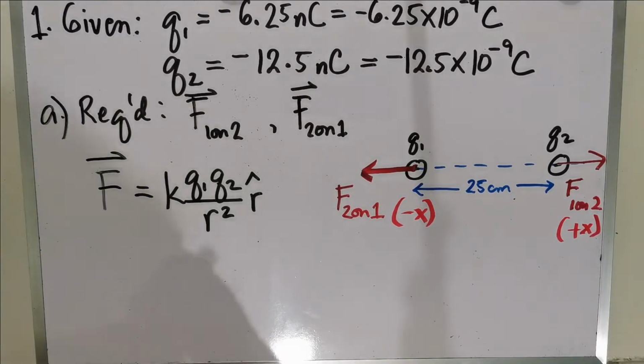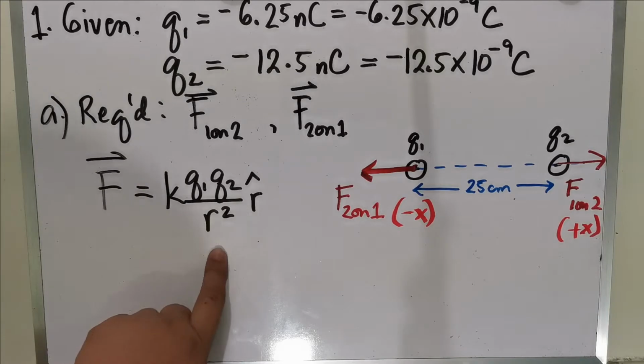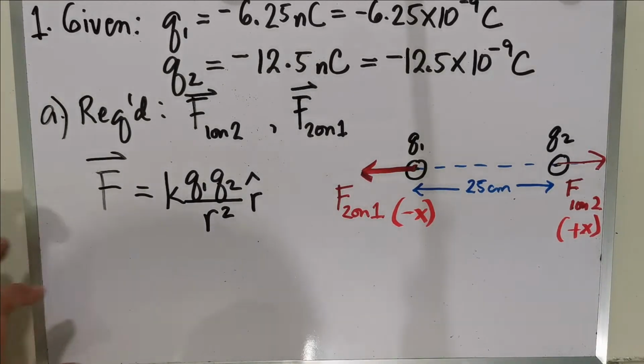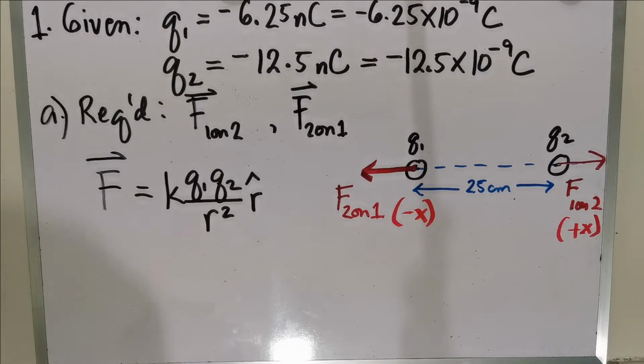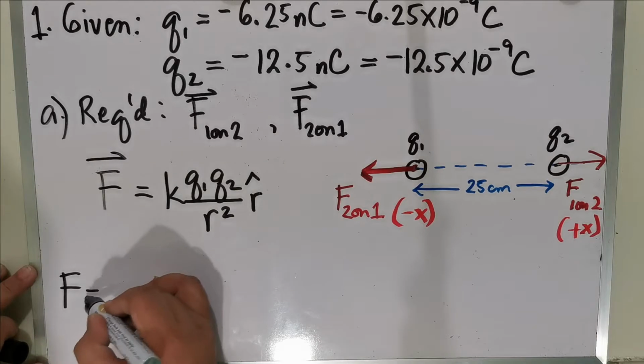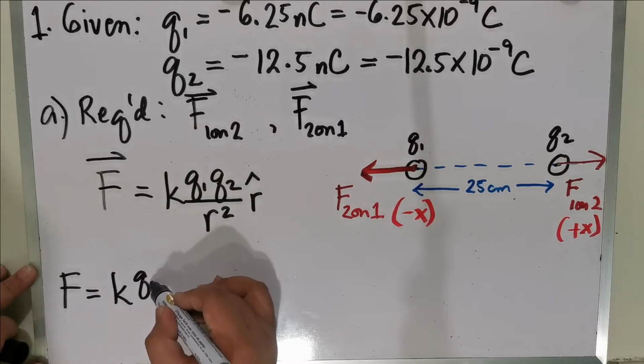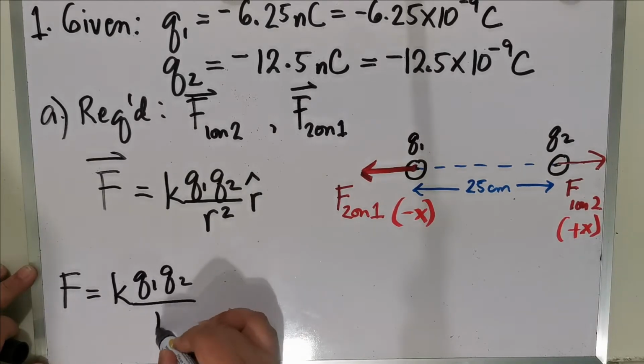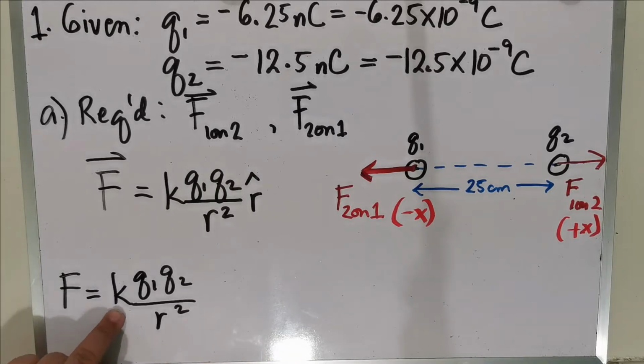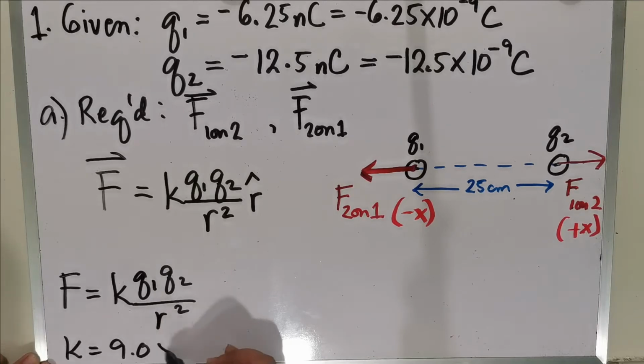And on the other hand, the term here nga kQ1Q2 over R squared denotes the magnitude of the electric force or the Coulombic force. So from this equation, if we try to obtain the magnitude that each charge exerts on each other, that would then be simply F is equal to kQ1Q2 over R squared. And take note, this k is a proportionality constant given by the value 9.0 times 10 to the 9 Newton meters squared per Coulomb squared.